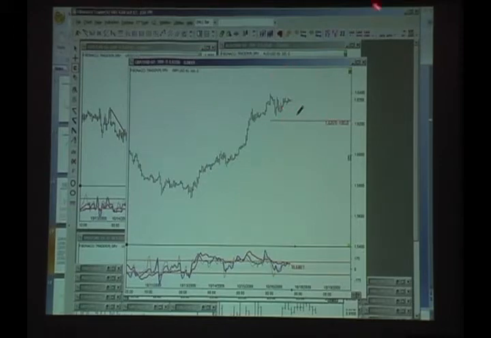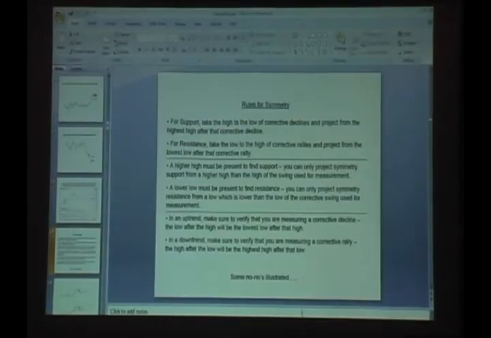That's what I'm trying to say here, though. Basically, it does no good to project it from the wrong point. So that's the idea of how you're doing the support. That's rule 1. And again, it's simply high to low, projected from the highest high. That way, if you just think about it that way, you don't have to worry, is it the right high? You just look for the highest high on the chart, to the right of your decline. Same thing for resistance.